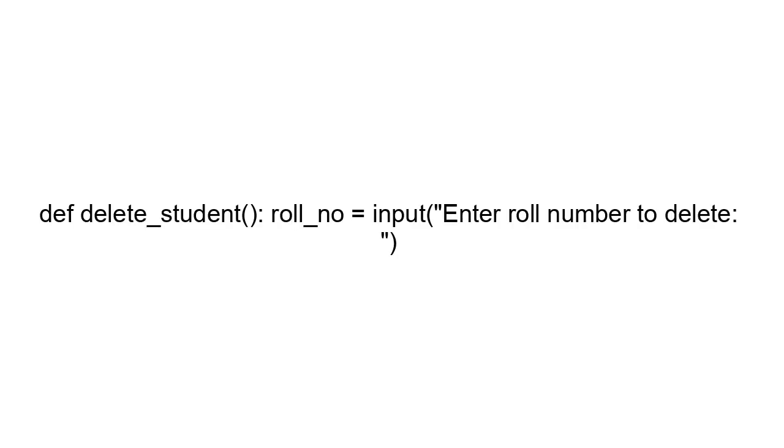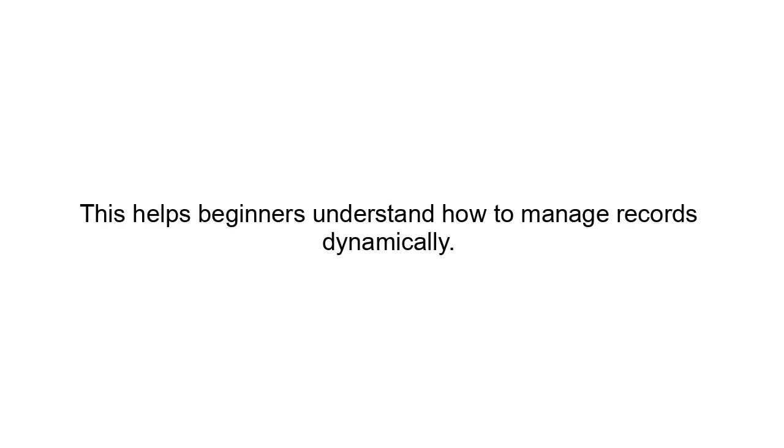Delete student feature. The system can also remove student records. Example: def delete_student(): roll_no = input("Enter roll number to delete: ") for student in students: if student["roll_no"] == roll_no: students.remove(student) print("Student record deleted") return print("Student not found"). This helps beginners understand how to manage records dynamically.